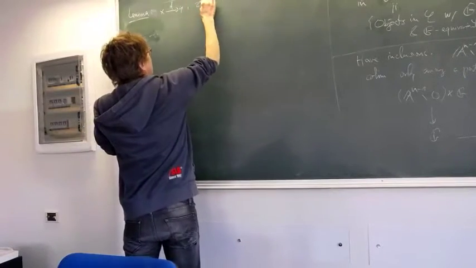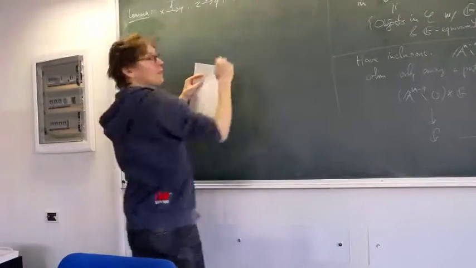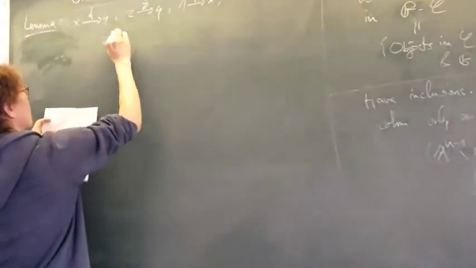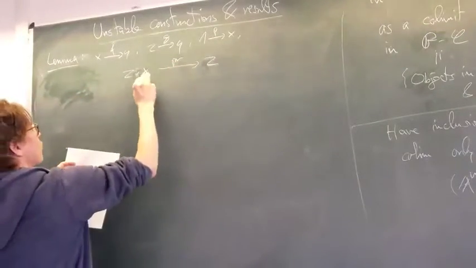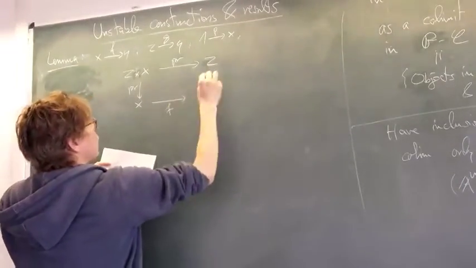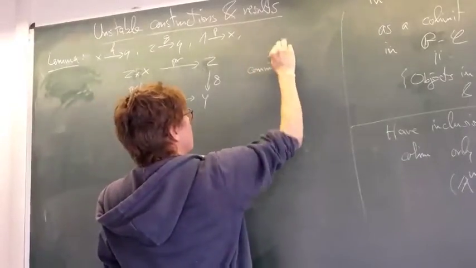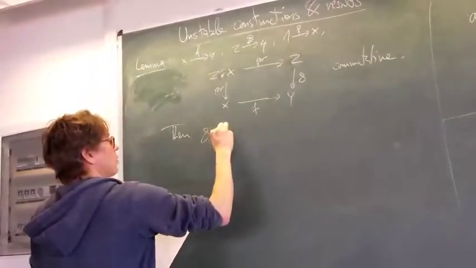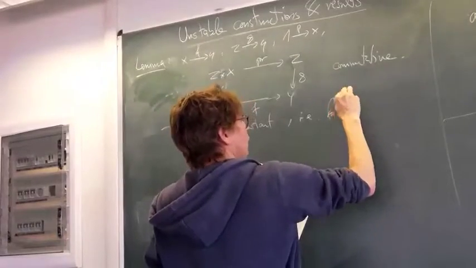So if I have a bunch of morphisms in my category, this one starting at the terminal object, a point, and a commutative diagram like this, C cross X. I can project this to Z, I can project this to X, and I can use F and G equal to Y. Then G is constant. Then this factors through a point.